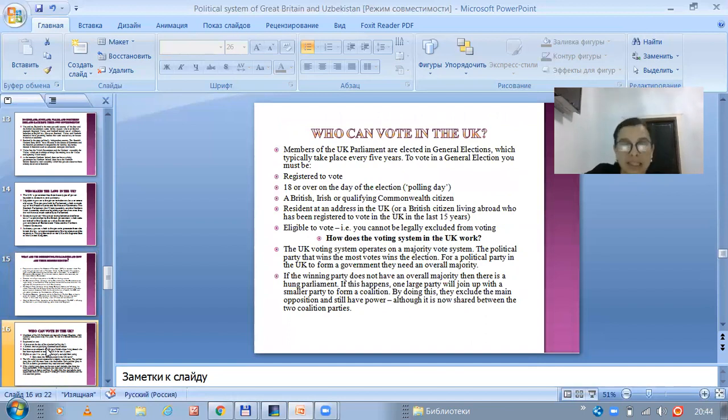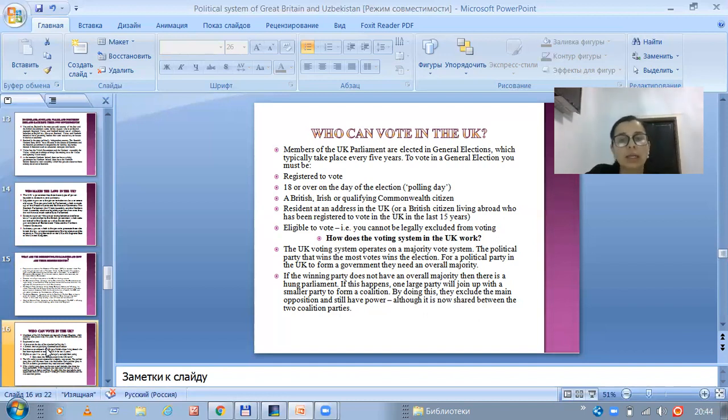Who can vote in the United Kingdom? Members of Parliament are elected in general elections, which typically take place every 5 years. To vote in a general election, you must be registered to vote, 18 or over on the day of the election, polling day, a British, Irish, or qualifying Commonwealth citizen, resident at an address in the United Kingdom, or a British citizen living abroad who has been registered to vote in the United Kingdom in the last 15 years.